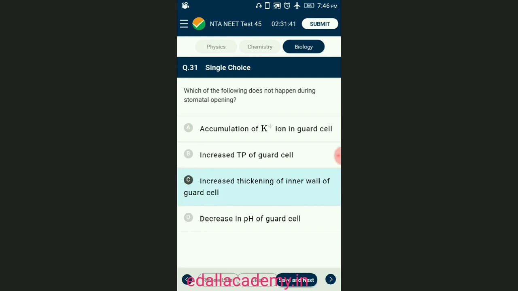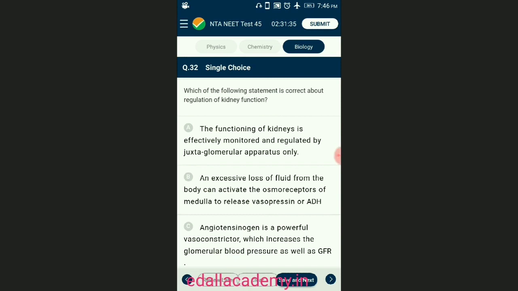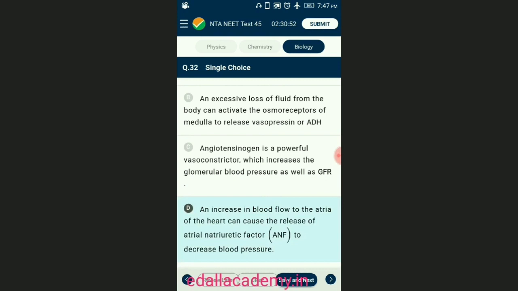Question number 32. Which of the following statements is correct about regulation of kidney function? The functioning of kidneys is effectively monitored and regulated by the hypothalamus, juxtaglomerular apparatus, and to a certain extent the heart. An excessive loss of fluid from the body can activate the osmoreceptors of the hypothalamus to release vasopressin or ADH from the neurohypophysis. Angiotensin too is a powerful vasoconstrictor which increases the glomerular blood pressure as well as the glomerular filtration rate. So the answer for this question is option D. An increase in blood flow to the atria of the heart can cause the release of atrial natriuretic factor, generally called ANF, to decrease blood pressure.